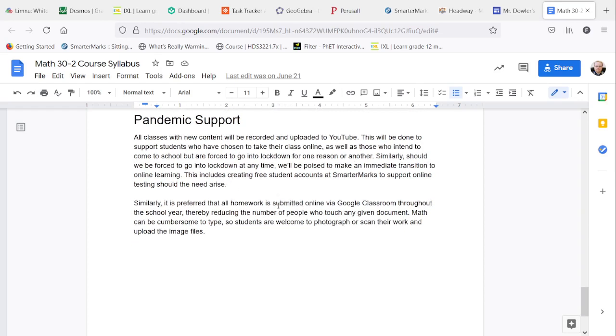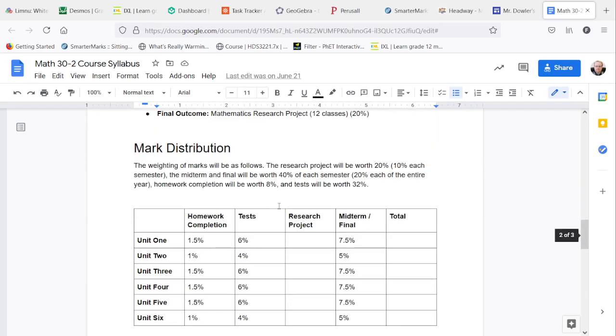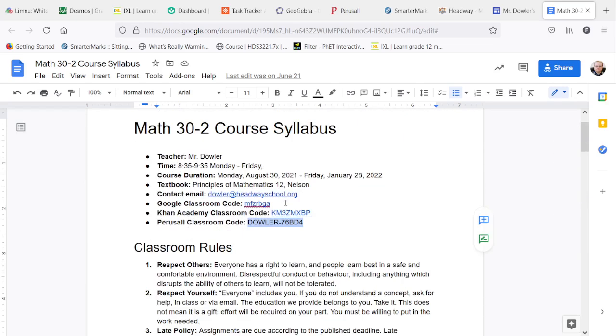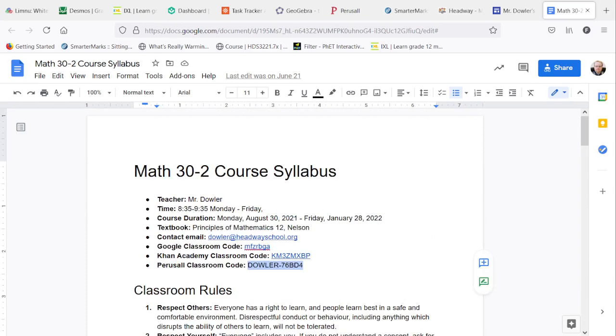But that is about all we have to say about the syllabus, and the next part of this lesson will be about the research project.